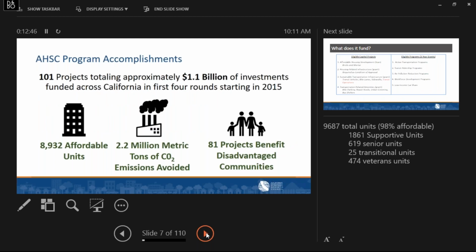So to date, the program has been through 4 rounds, and we've funded 101 projects totaling approximately $1.1 billion across the state. So this has resulted in 8,932 affordable units, more units if you add into those the market rate units that have been funded, 2.2 million metric tons of CO2 emissions avoided, and 81 of the projects benefit disadvantaged communities, as defined by CalEnviroScreen.